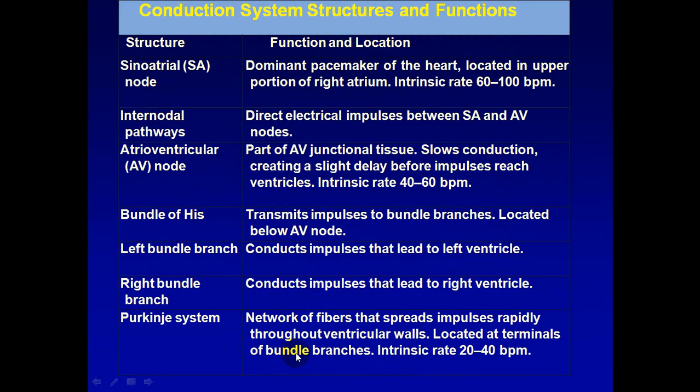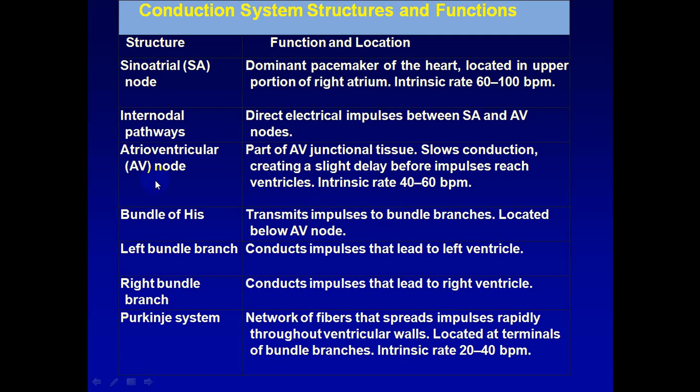This is the summary. In the conduction system, structures and function, as we know, the SA node is the dominant pacemaker of the heart, located in the upper portion of the right atrium. Intrinsic rate, as we know, is 60 to 100 beats per minute, while the internodal pathway of the atria directs electrical impulses between the SA node and the AV node. The atrioventricular node, AV node, is part of the AV junction tissue. Slow conduction creates a slight delay before the impulse reaches the ventricle.